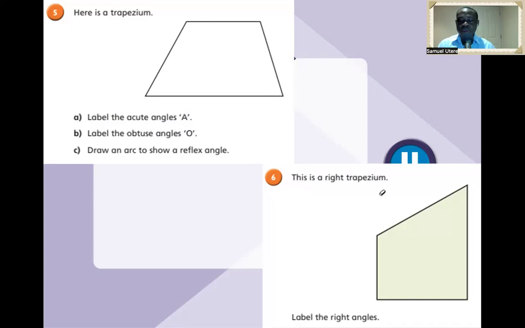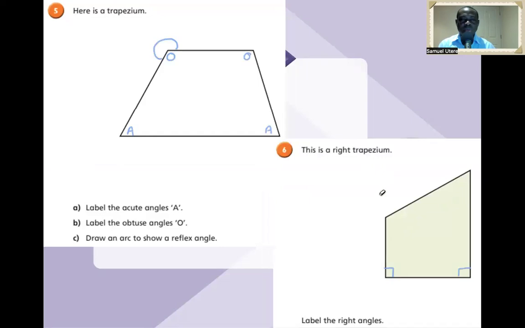Assuming you've paused the video and you've answered questions 5 and 6, here are the answers. Let's discuss them. For question 5, here is a trapezium. Label the acute angles A, label the obtuse angles O, and draw an arc to show a reflex angle. And these are the answers. Let's remind ourselves again, acute angles must be less than 90 degrees, and these are the acute angles here and here. Obtuse angles must be greater than 90 degrees but less than 180 degrees, and you can see them here.